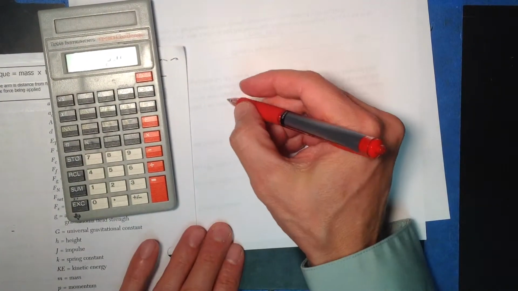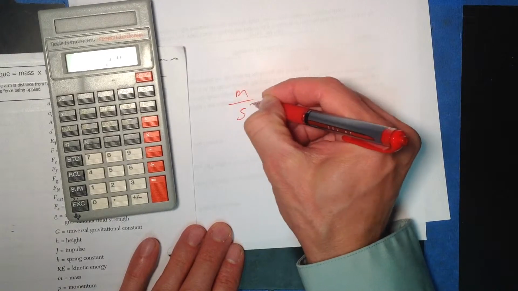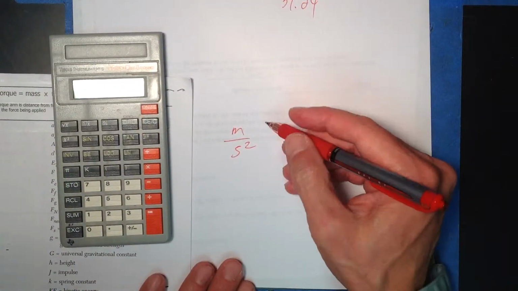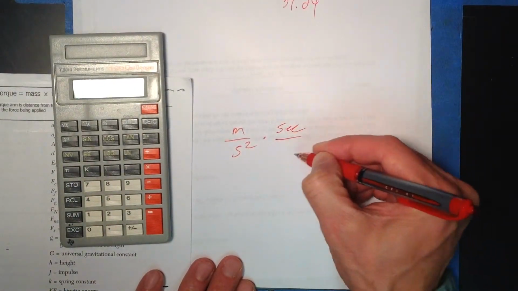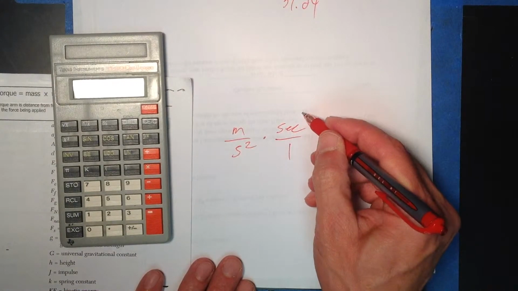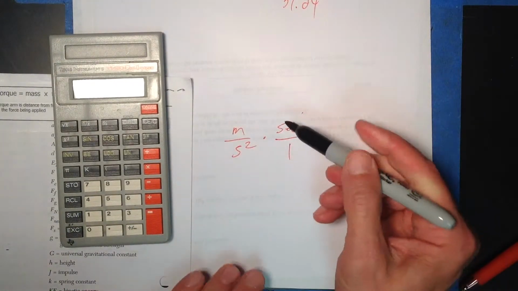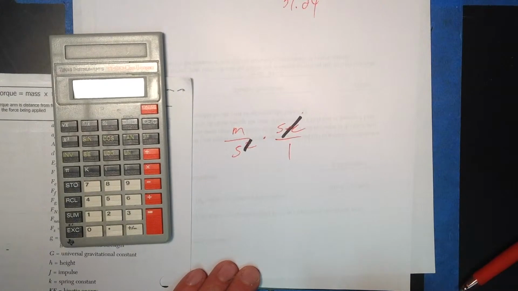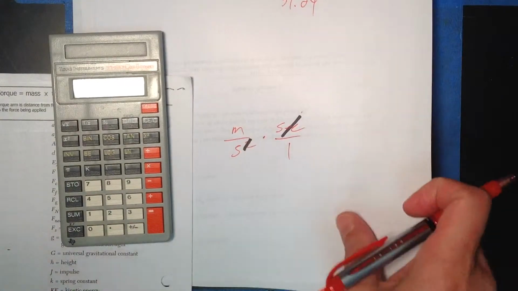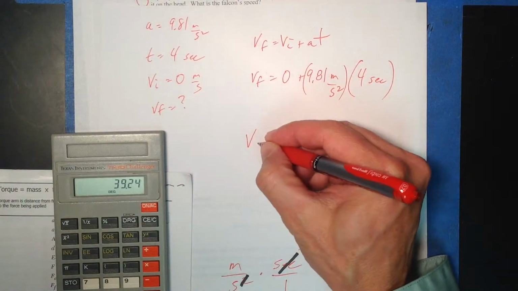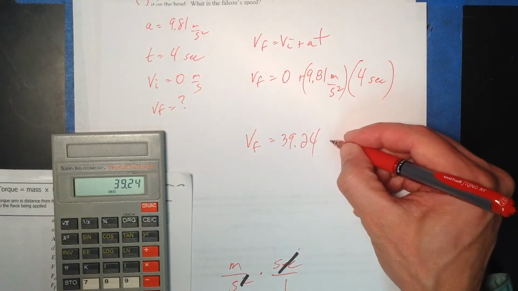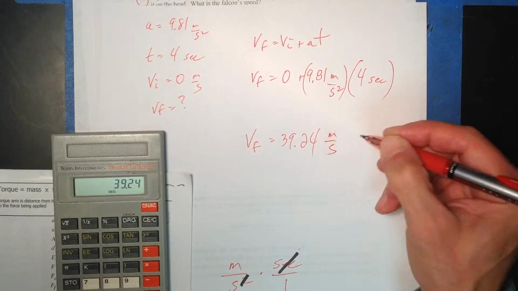I'm going to do them separately here at the bottom. Meters per second squared times seconds. Okay, put the seconds over 1. Cancel out this seconds here, with the squared. Okay, and what you're left with is going to be meters over seconds. So we have VF equals 39.24 meters per second.